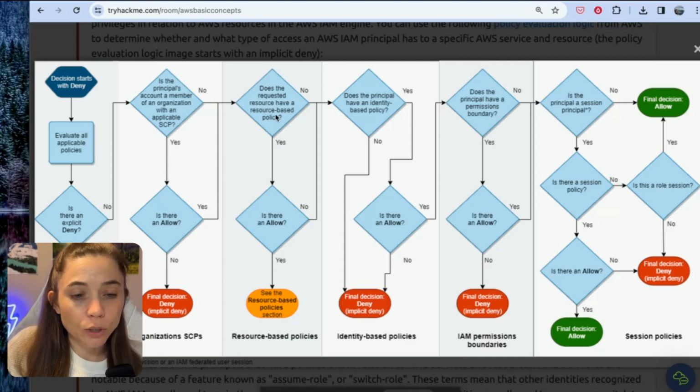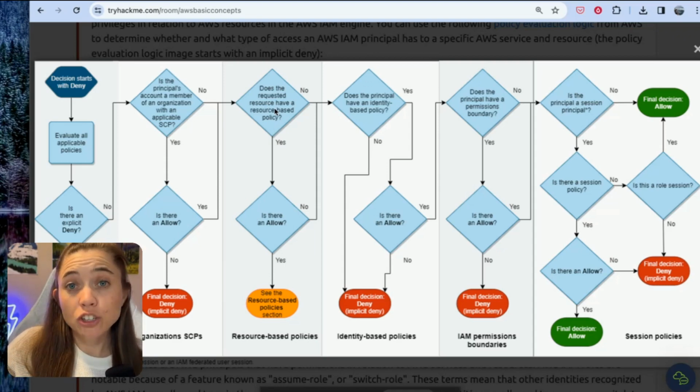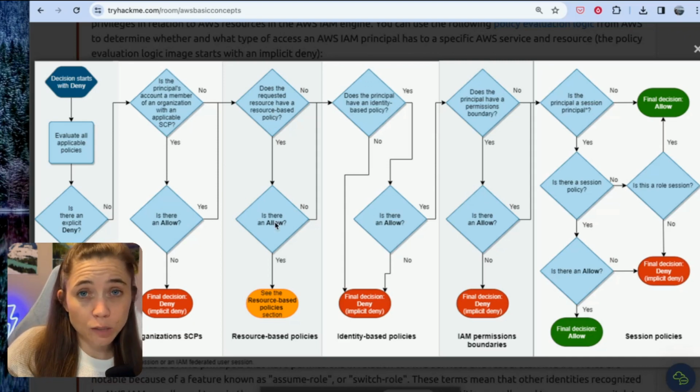Does the requested resource have a resource based policy? This is the reason I chose S3 in our example. Some AWS services have resource based policies and some do not. S3 is an AWS service that does have a resource based policy, and buckets have a policy attached to them that can have different rules in it. So we check if the S3 bucket has a resource based policy attached to it. It might not. If there is a resource based policy attached to it, we check if there's an allow in that resource based policy, and then some more complicated stuff happens that's kind of out of scope for this. But if there is no resource based policy, or if there's no allow in the resource based policy, and remember, if there's no deny in the resource based policy, then we check if the principal has an identity based policy.